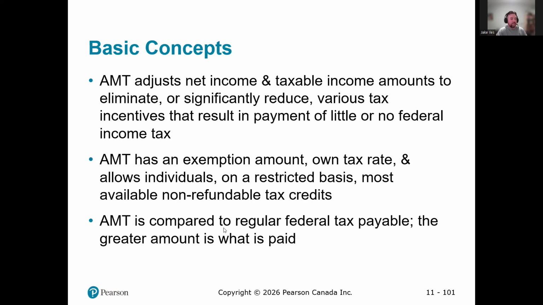The AMT is compared to a regular federal tax payable. The greater amount is what is paid. The restriction on non-refundable tax credits is half, I think. So most of those basic credits we get, the AMT considers what if this person only got half of the credits that were available to them.